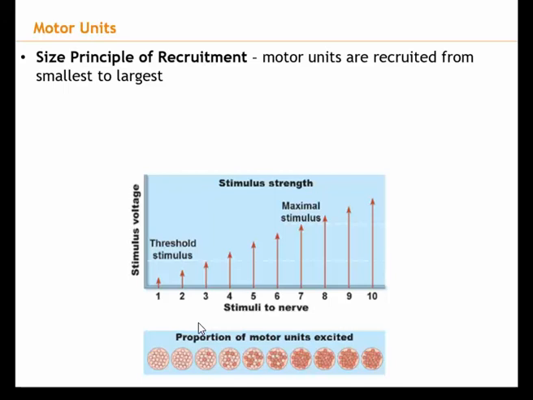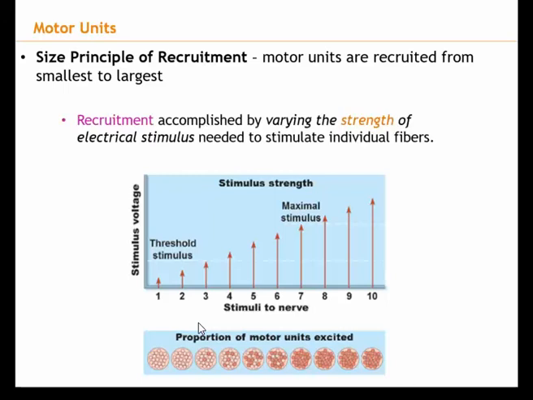We know that our type 1s are recruited first, followed by our small type 2s, and then our really large type 2s. Recruitment is accomplished by varying the strength of the stimulus needed to stimulate each one of those fibers. Each muscle possesses a specific motor unit pool that can be activated depending on the force requirement of the activity. This has to do with motor unit excitability. So how many motor units are active in a muscle is determined by the amount of stimulus sent to a given muscle to increase that recruitment.